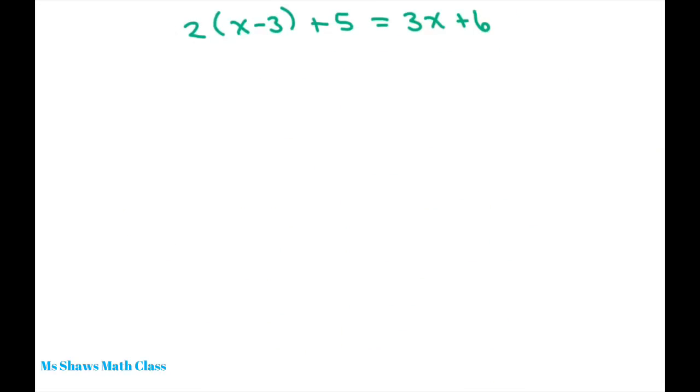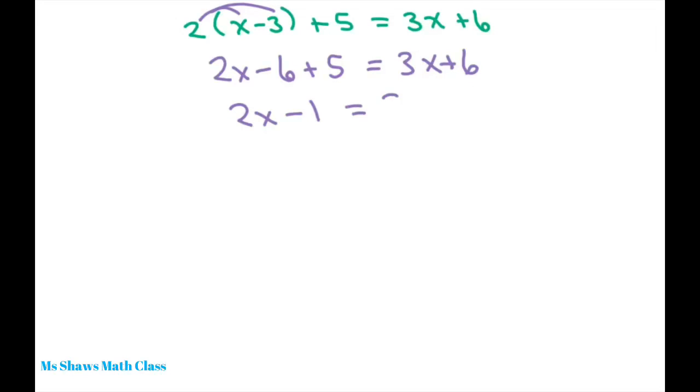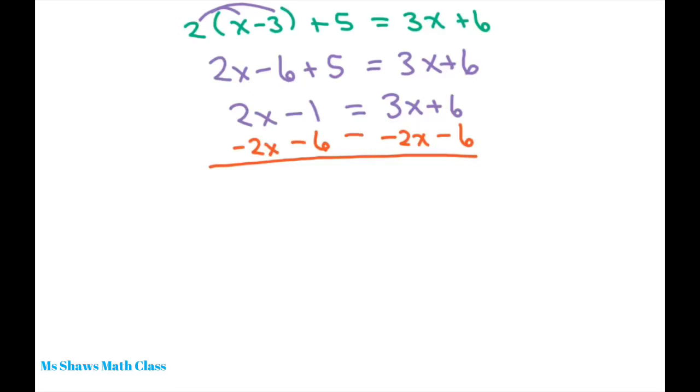And the last one is this one. So let's go ahead and distribute again. 2x minus 6 plus 5 equals 3x plus 6. And 2x, negative 6 plus 5 is negative 1 equals 3x plus 6. I'm going to go ahead and use my subtraction property. And I'm going to use my subtraction property again. So I'm trying to get x on one side. So you get 0 minus 7 equals x plus 0. So you have x equals negative 7.